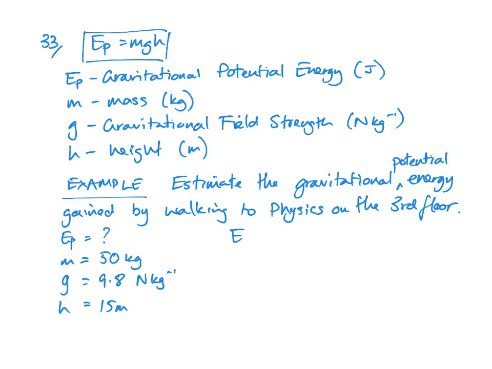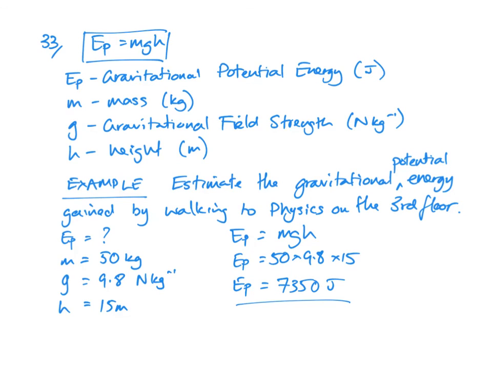And now we can work out EP equals mgh. And then just plug into your calculator. Okay, so we'll get a final answer there. 7,350 joules would be a reasonable estimate.